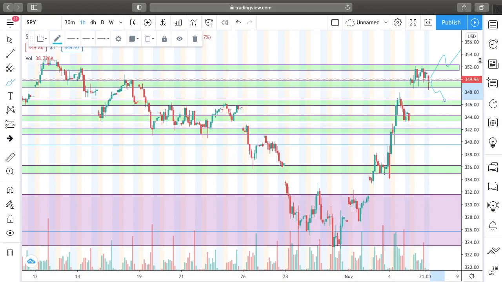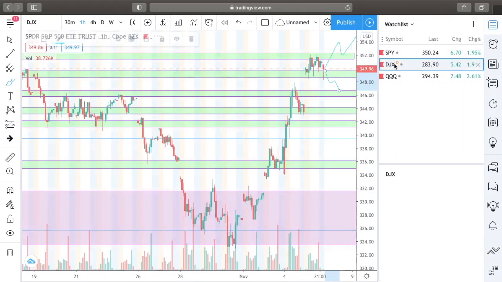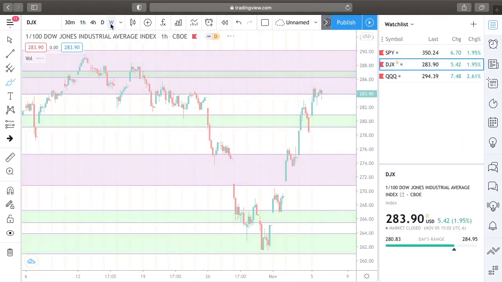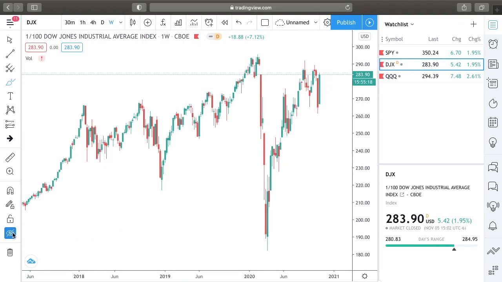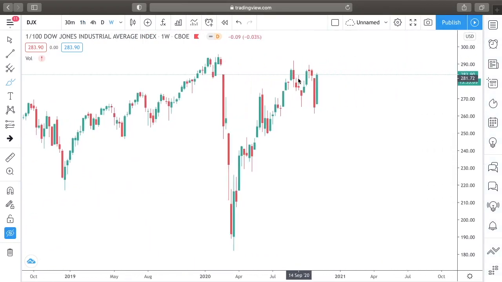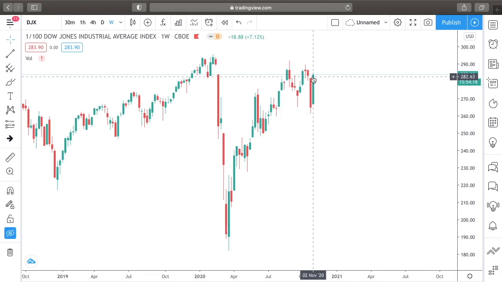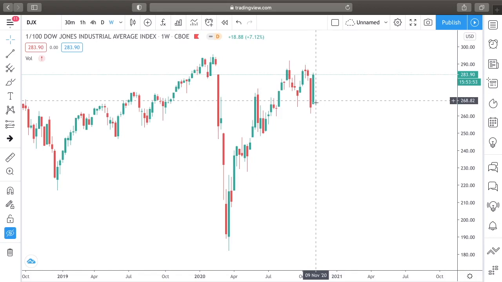Alright, the next index that we'll be taking a look at is the Dow Jones. So we'll go on to the Dow Jones and we'll start from the weekly time frame. So let me clear up the technicals. Okay, so if you see on the weekly time frame, the Dow Jones also experienced quite a strong bullish week so far. So similar to the S&P 500, last week the Dow Jones gapped down and prices were pushed down from 281 all the way to this level of around 265, forming a long bearish candlestick in the process.